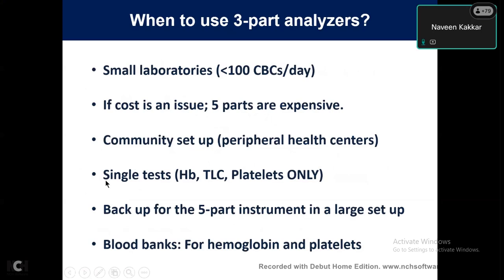Or if you're doing only single tests, and most labs don't do single tests, we know these days, CBCs only. But if you get a request on a single test, only a hemoglobin, TLC or platelets, and you're running a five-part, then having a three-part to do this is more economical. You can also use a three-part as a backup for a very expensive or high-end five-part instrument in your lab. If it breaks down or is undergoing long servicing, you can use a three-part to get your job done. For blood banks, to deal with only hemoglobin or platelets, to decide on bleeding a donor for apheresis for platelets or even otherwise, you can use a three-part.